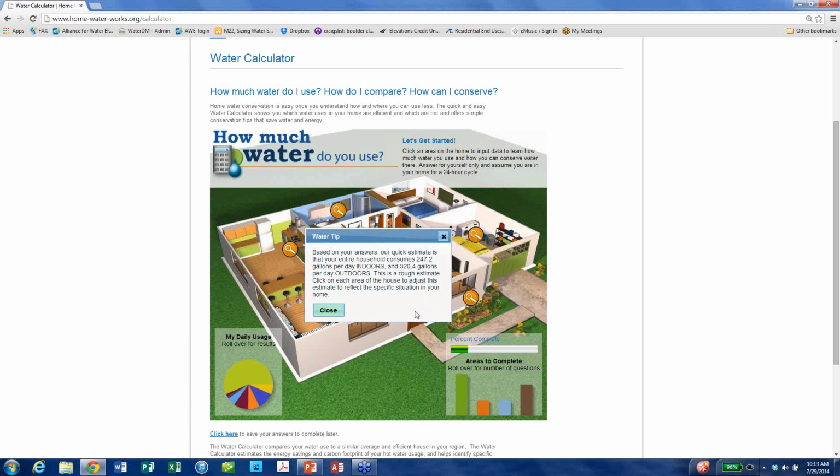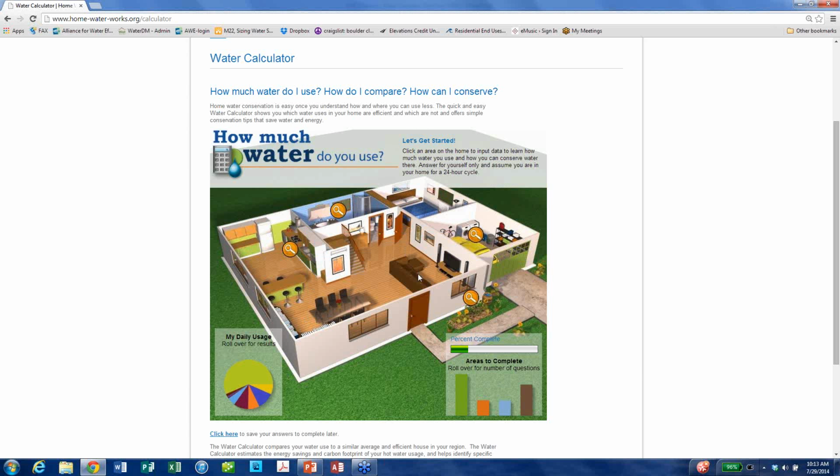So based on your answers, our quick estimate is that your entire household consumes 247.2 gallons per day indoors and 320.4 gallons per day outdoors. So that's a pretty rough estimate, and now I can go on the treasure hunt through the different rooms of the house to refine that estimate of water use. So here is the house that we have, and there are 4 different areas that you have to complete information for in order to get to the final answers on the calculator.